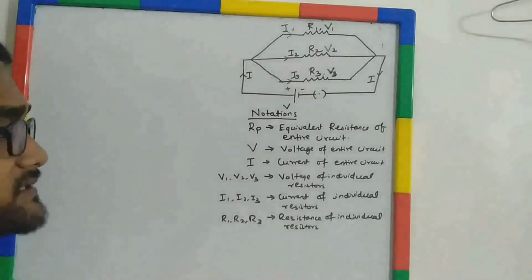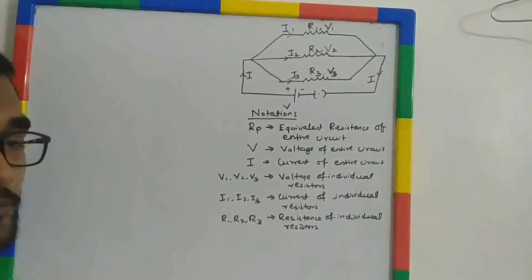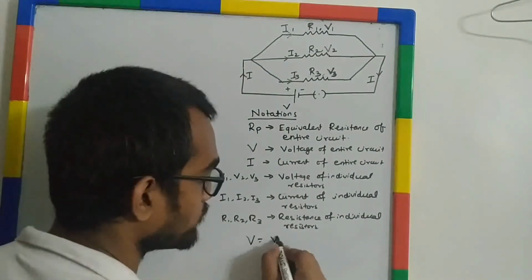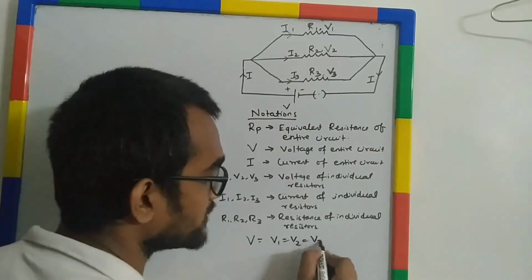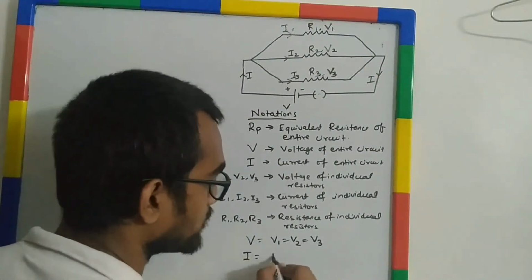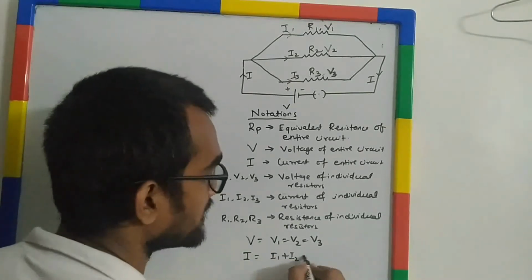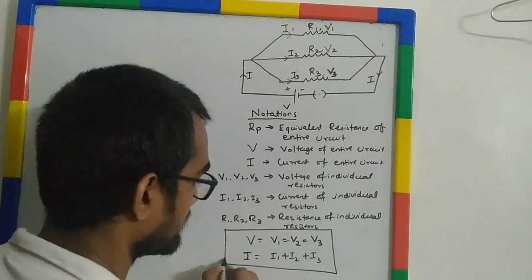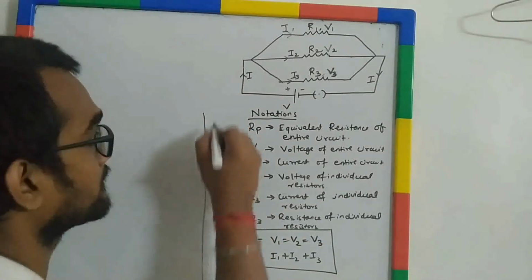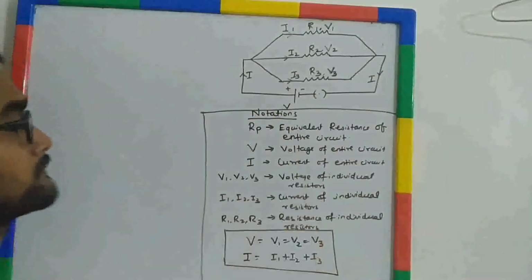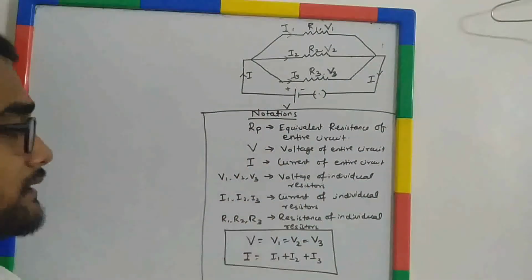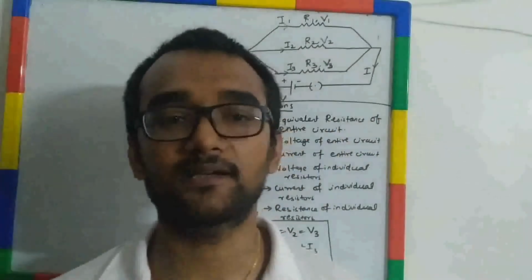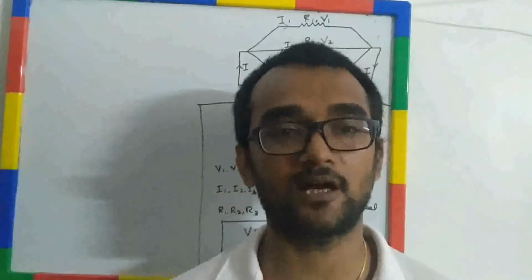After stating all the notations, I will write down the conditions which will be used in this derivation, which I have stated you earlier. V is equal to V1 is equal to V2 is equal to V3 and I is equal to I1 plus I2 plus I3. So these are the different notations and the conditions which will be used in this derivation. After stating them, I will start with this derivation.